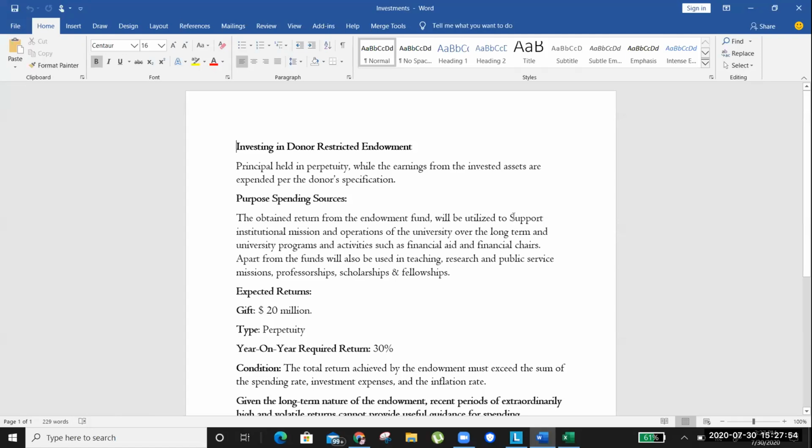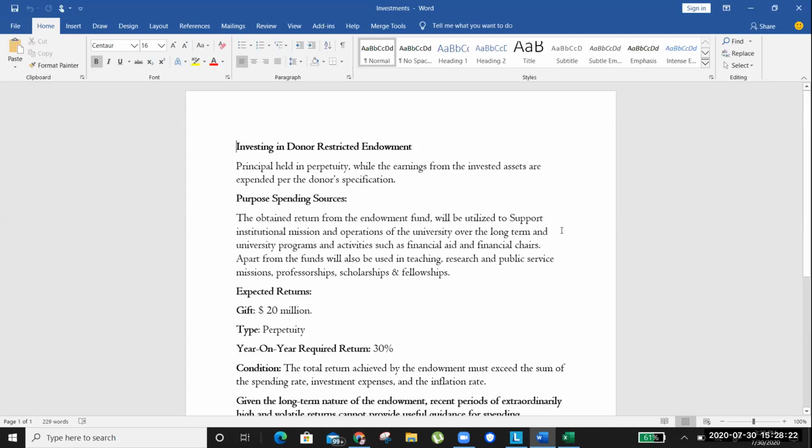Hi, Thompson Asset Management Group. So actually, we would like to begin from the start point of how we are going to plan our endowment and what we are expecting from the fund we are going to invest in your scheme. First of all, we would like to invest in a donor-restricted endowment scheme wherein we will try to hold the principal in perpetuity, and we would like to have the earnings from the invested assets expended as per a donor specification.